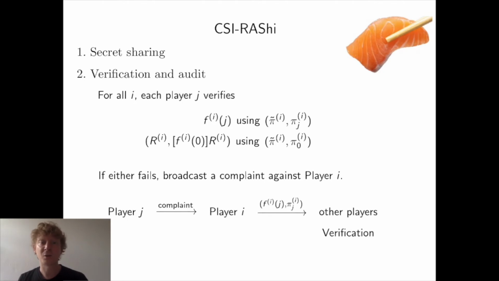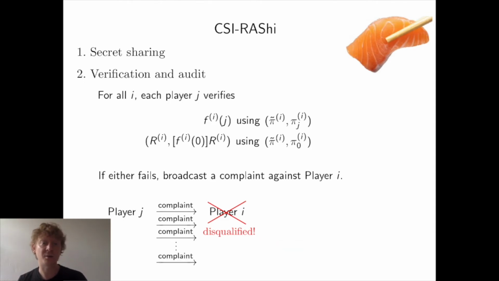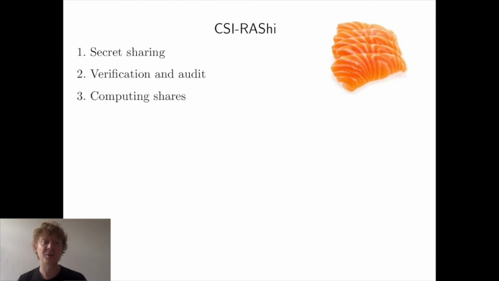Everybody else then verifies if the complaint is justified. If player j's shares are indeed wrong, then player i is disqualified. If a player immediately has k or more complaints, it's also disqualified in the honest majority setting. So after the verification step, players can finally complete their full share. Note that the audit may have disqualified some players, so we define the qualified set Q as those players who are still left. In the honest majority setting, there will always be at least k players, so Q is always larger than or equal to the threshold k.